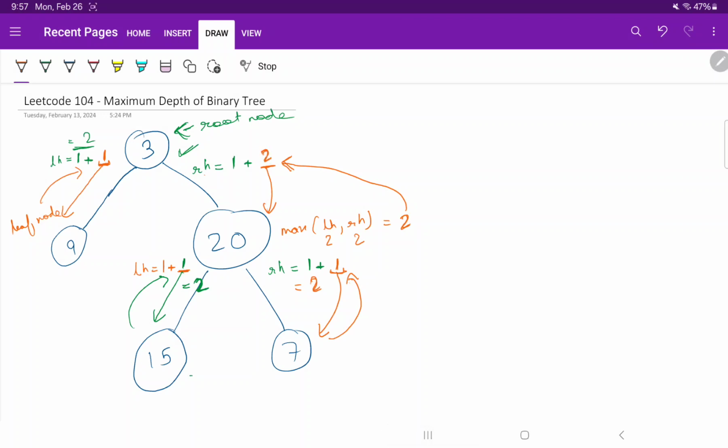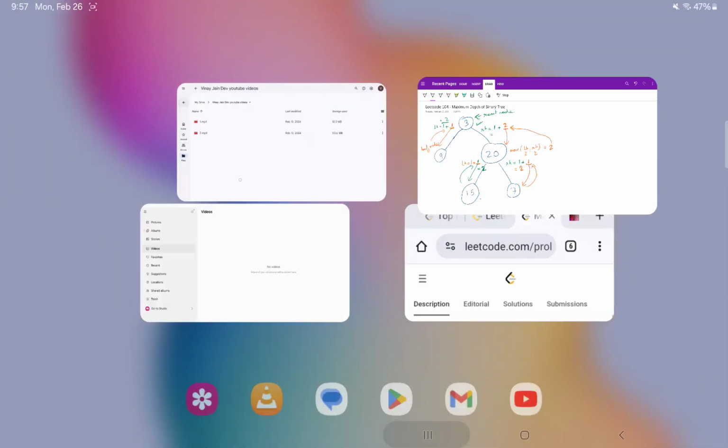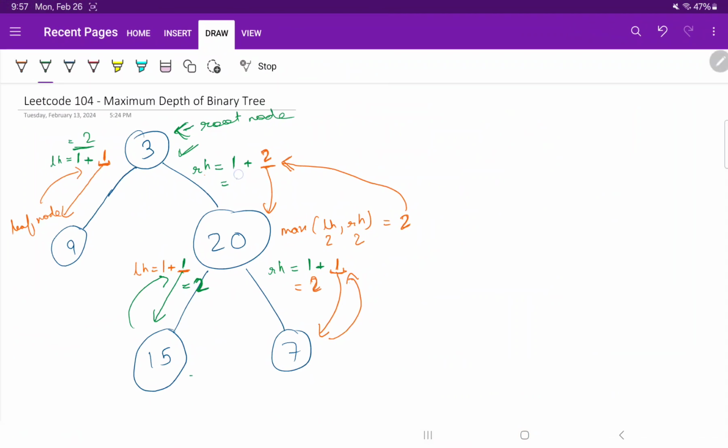Now when it is done, node 3 calculates the right height, or the right hand depth, from its right hand side child node 20, which is 1 plus 2, that is 3. This comes out to be 3. Now that node 3 has also evaluated both its left and right child's depth, it calculates where it has the maximum value.